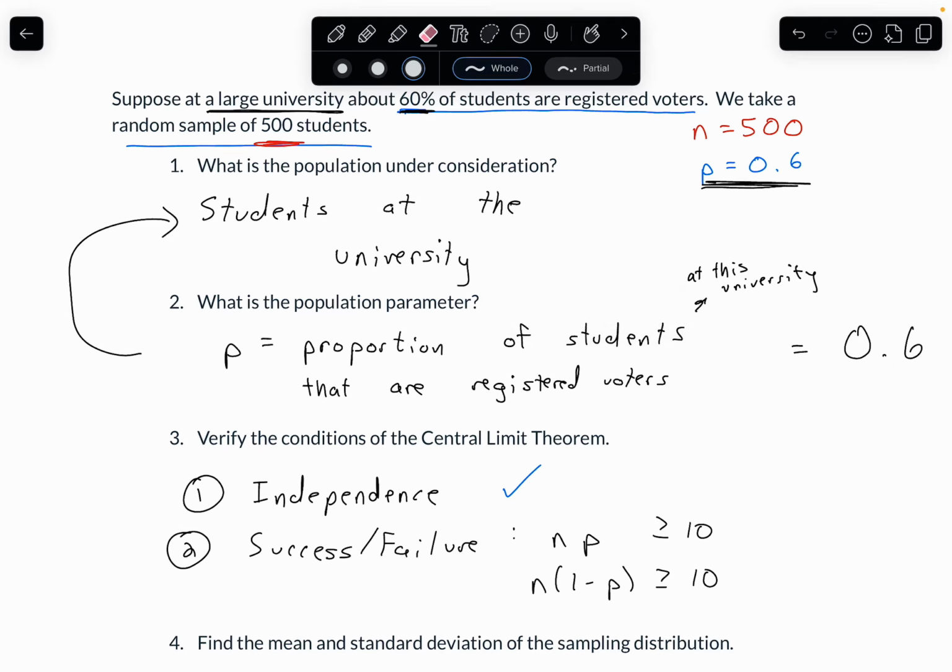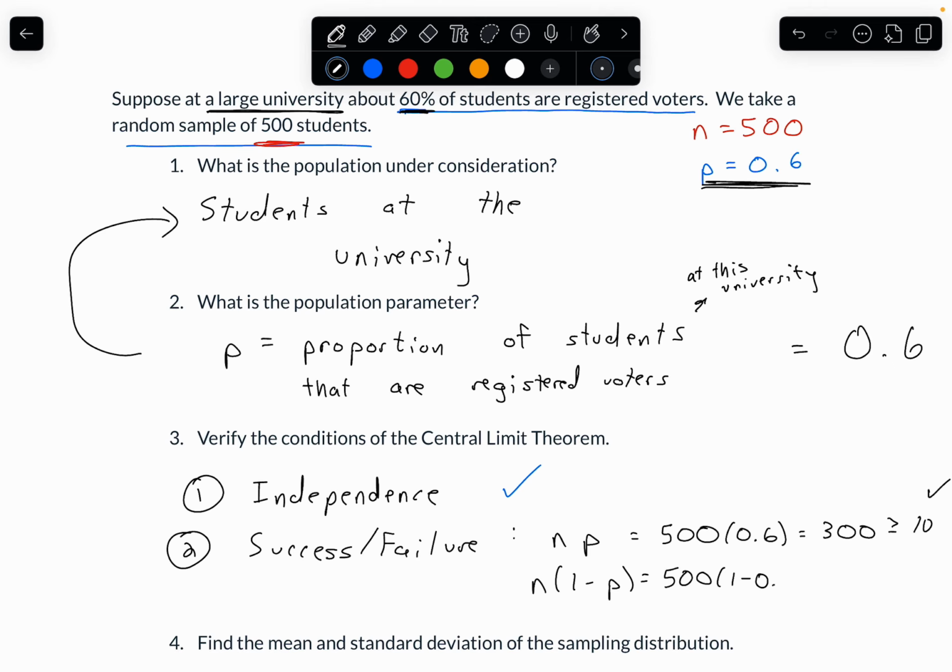So here I do have just a bit of calculation to do. n times p, well, that's going to be 500 times 0.6. So in this case, I'm going to grab my calculator. 500 times 0.6 is 300. Well, that is certainly greater than or equal to 10. So yes, we do meet that condition. And then I want 500 times 1 minus 0.6. Let me make sure I'm not going to make a silly mistake here, but this should be 200. Yes, it is. That is also greater than or equal to 10.